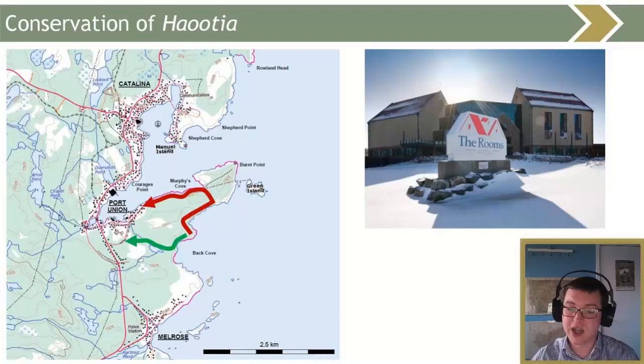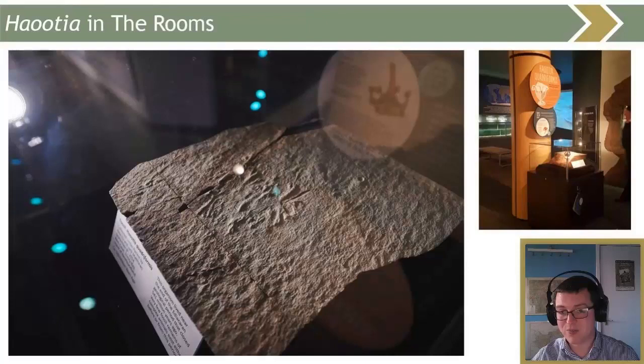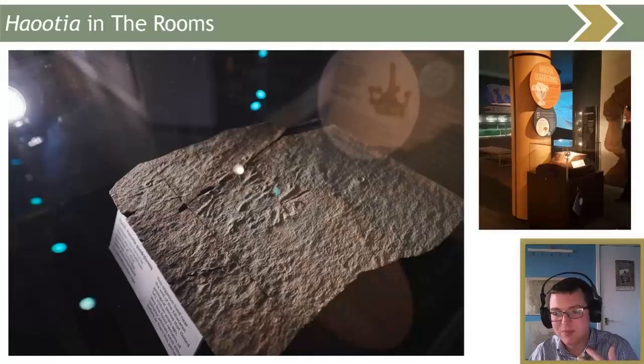And they have done an absolutely fabulous job of curating this specimen in the Rooms. There's a photo of it in place, Heyutia, beautifully lit. These things are preserved as impressions, so you need very low angle side lighting to make things pop out. You can see the difference between that initial photograph I took in the field and what it looks like when you put it in the museum and light it from the side.